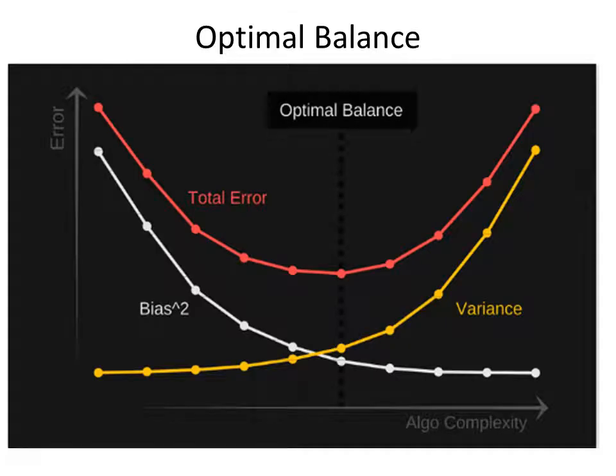So this is the graphical representation of the bias variance trade-off. The curve with yellow color is variance, the curve with white color is bias squared, and the total error is represented with the red color. This graphical representation is for the optimal balance, a good balance.